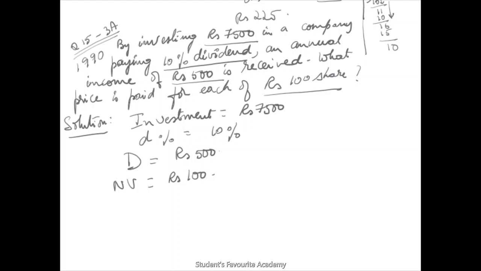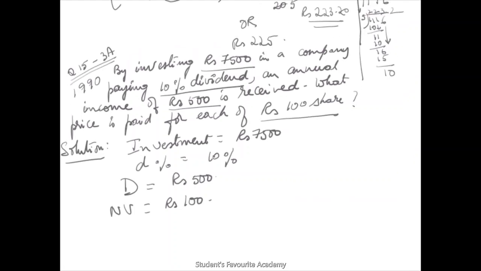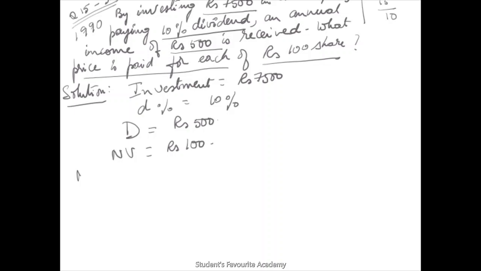Now what are we supposed to find? We are supposed to find the market value, because what is the question? What price is paid? So that is the market value. At what price did he buy the shares whose nominal value is 100? So market value is what we have to find out. Market value is question mark.